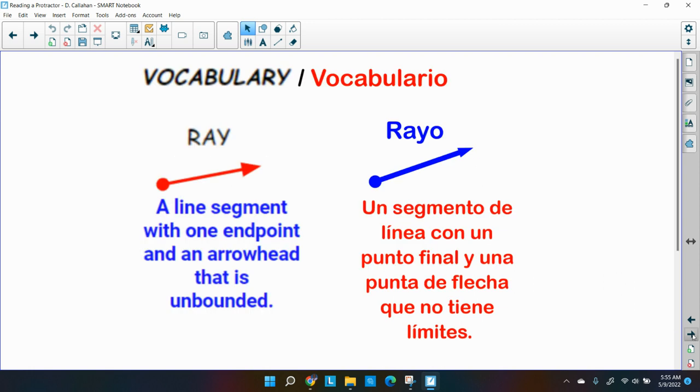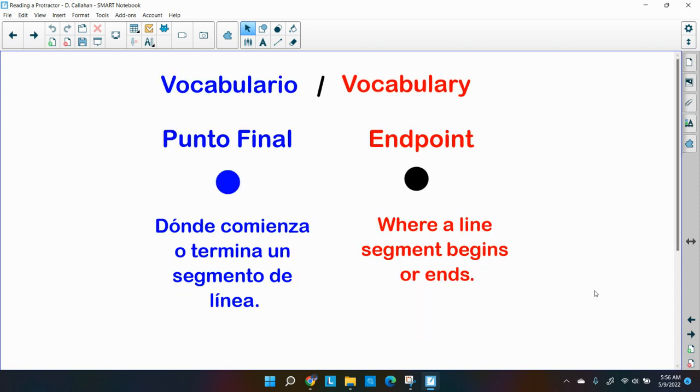So here's some vocabulary we need to know. So array, and I have it in Espanol for my ELL students. A ray is a line segment with one endpoint. Here's the endpoint here, and an arrowhead. There's the arrowhead pointing in this direction. That is unbounded, means it keeps going. And vocabulary some more. Endpoint, we mentioned already. That's the big dot where a line segment begins or ends.